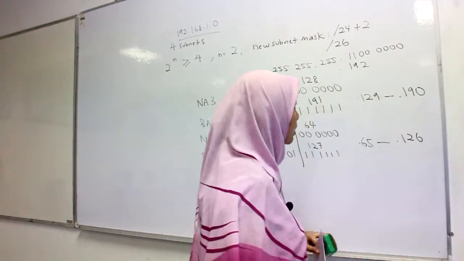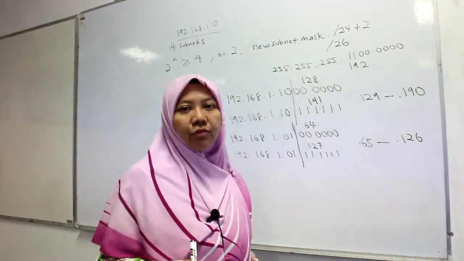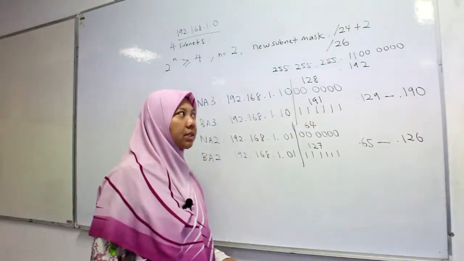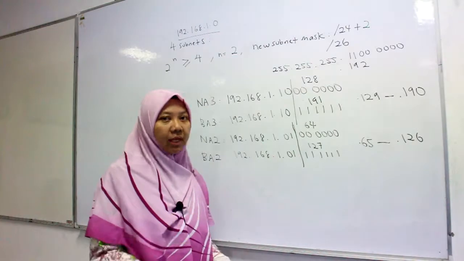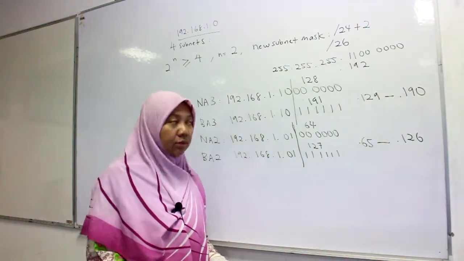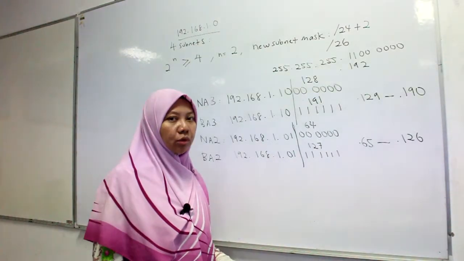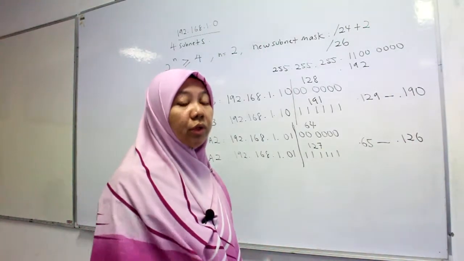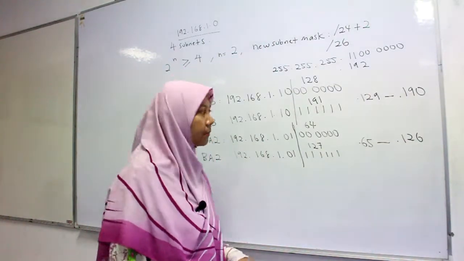Another way to check if your network address or broadcast address is correct: the network address must be an even value and the broadcast address must be an odd value. If you get it differently, there must be something wrong with your calculation.